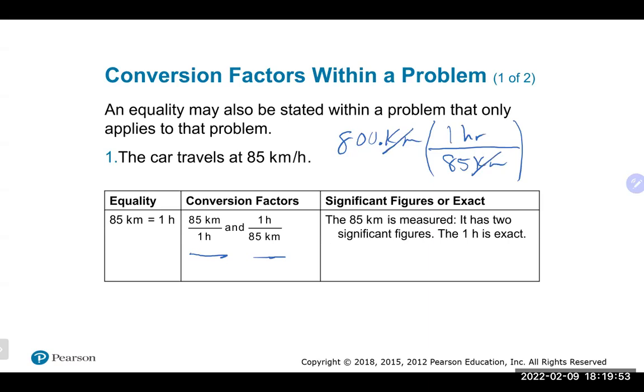That would tell us basically how many hours it would take us to drive at that speed. And that is 800 divided by 85. On my calculator, that is 9.41176, a whole bunch of digits. Hours would be the units. What should the significant figures be here?